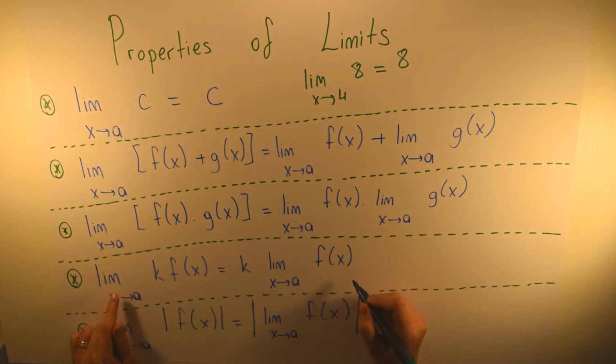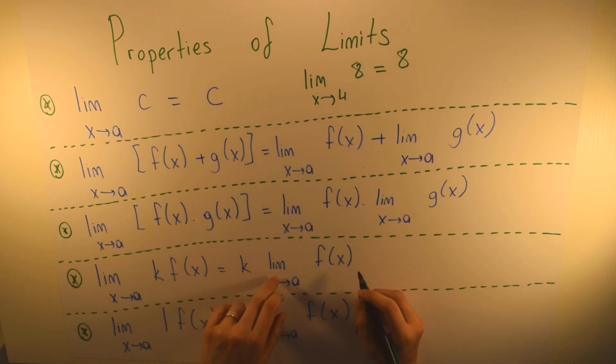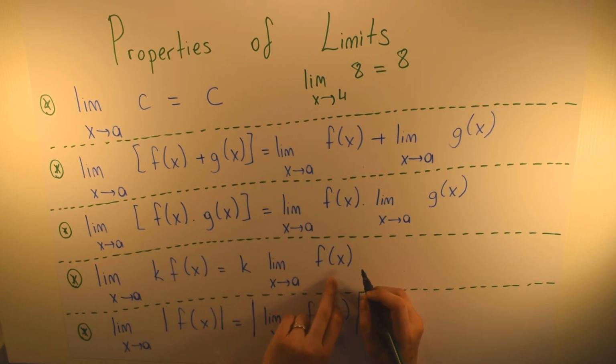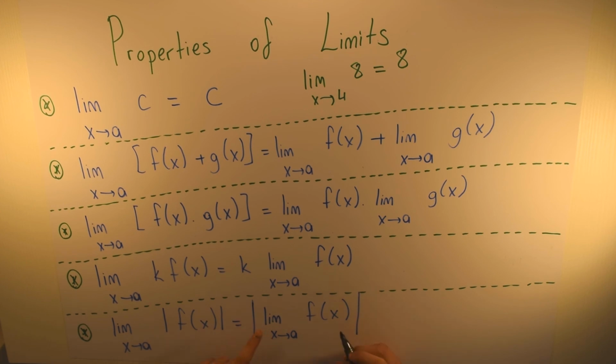So here we have the constant multiple rule. The limit of a constant times a function is equal to the product of the constant and the limit of the function. Okay, so you can write this constant out of this limit. And this one is the absolute value rule. The limit of the absolute value of f of x is equal to the absolute value of the limit of f of x.